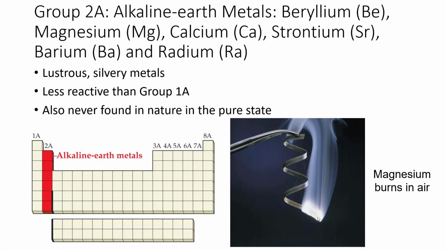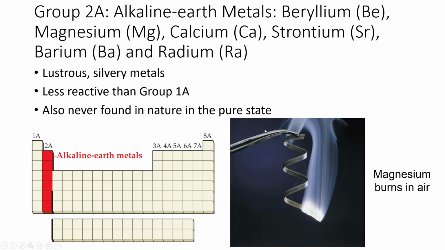Group 2A, or group 2, is our alkaline earth metals. So don't confuse group 1, the alkali metals, with group 2, which is our alkaline earth metals. And that consists of beryllium, magnesium, calcium, strontium, barium, and radium. These are lustrous silvery metals. They're less reactive than our alkali metals in group 1, but they're still highly reactive. And so they're also never found in nature in their pure state.